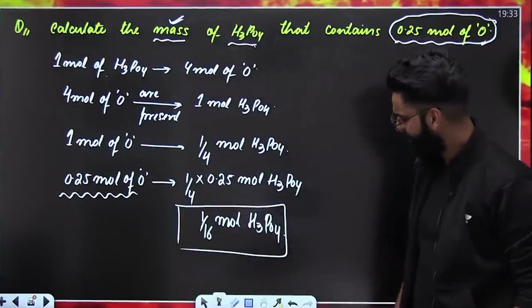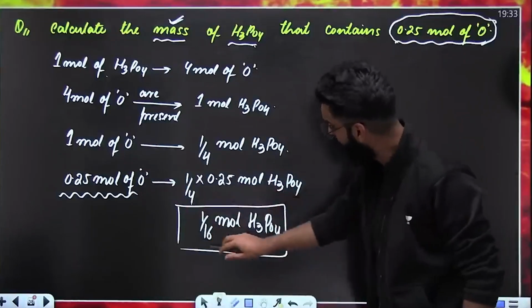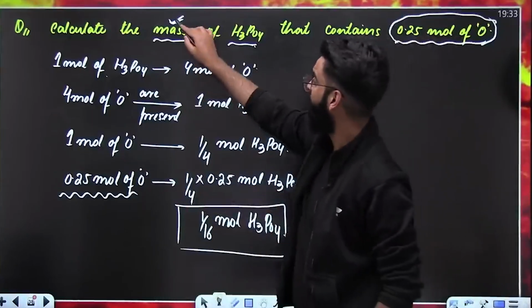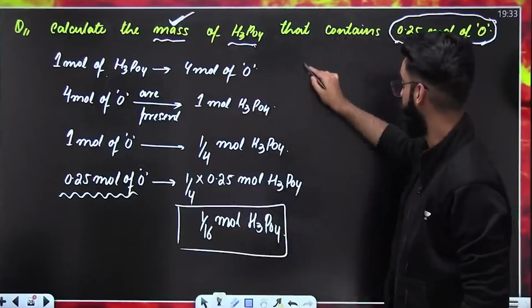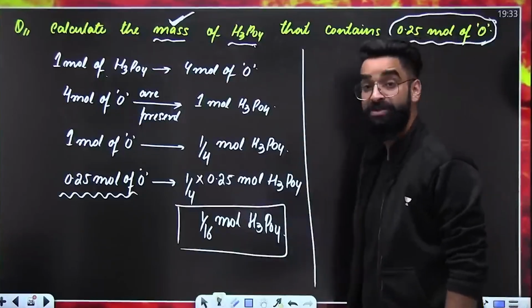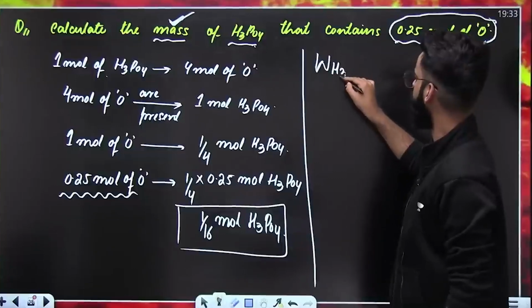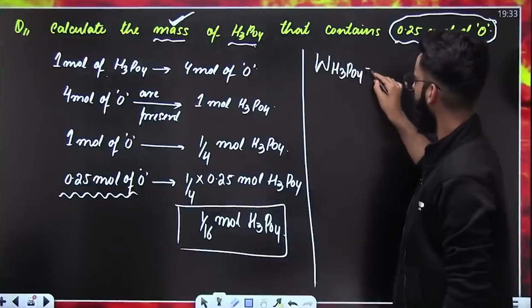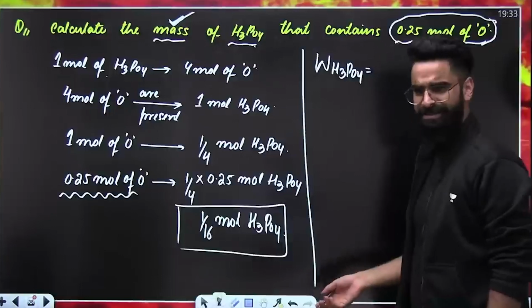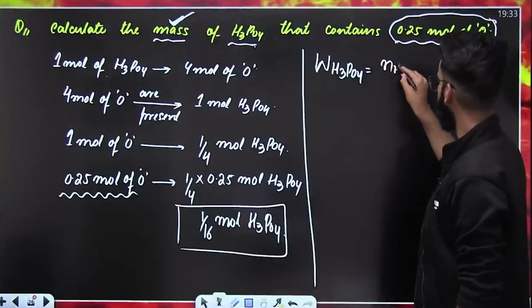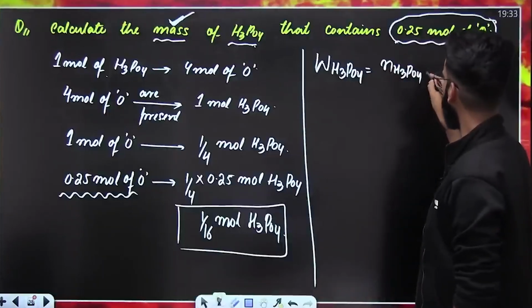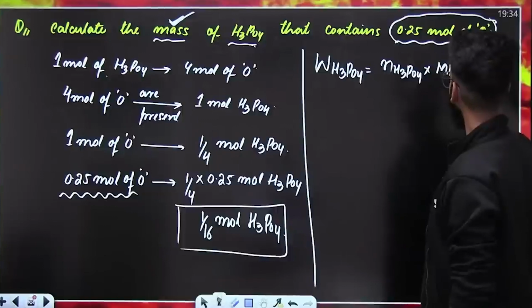But my dear students, was I supposed to calculate the moles of H3PO4? No. I was supposed to calculate the mass of H3PO4. Do you know how to convert moles into mass? Moles of H3PO4 multiplied by what? Multiplied by the molar mass of H3PO4.